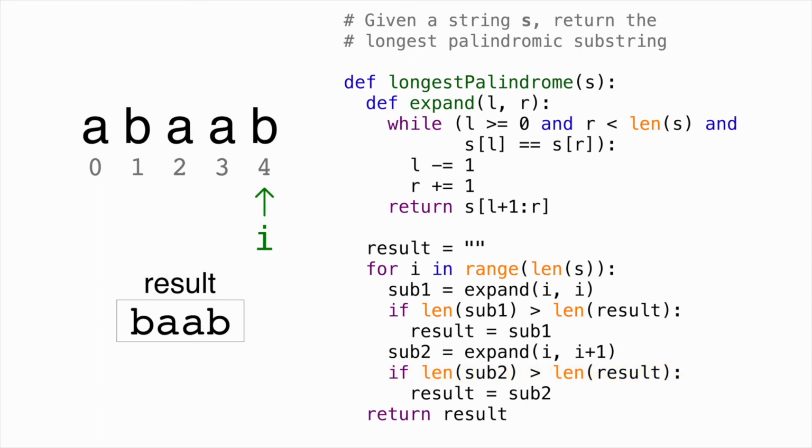We've now checked every single center and found the longest palindromic substring overall, so we can just return the result, which is BAAB, and we're done.